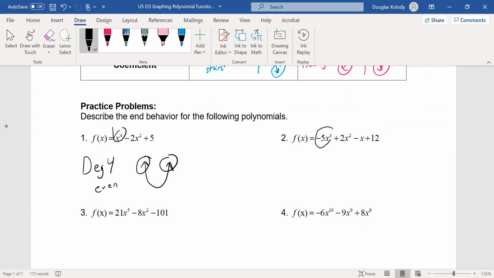My leading term in number 2 is x to the 3rd. So this is a 3rd degree polynomial. That's odd. So I'm either going up the stairs or down the stairs, but the leading coefficient is negative. So I'm going down the stairs. So I'm going to start at the top of the stairs and go down.